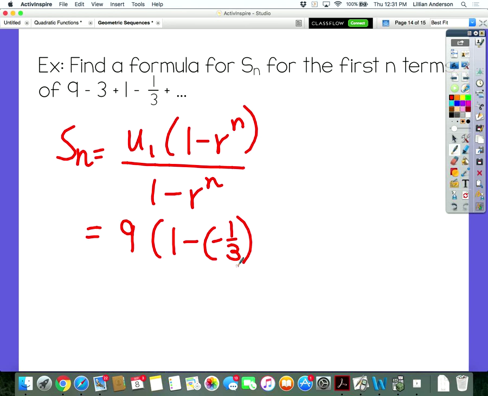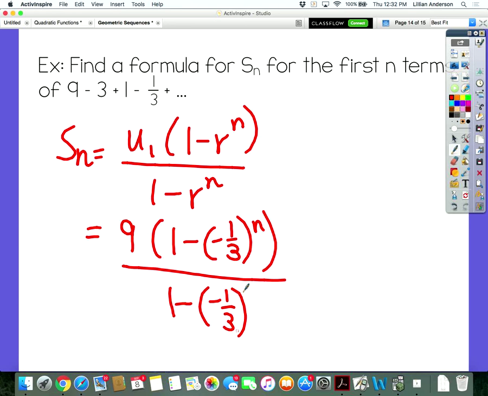Because if you notice, the terms are oscillating between positive and negative, positive and negative. The only way that happens is if you have a negative common ratio. And then that's going to be raised to the nth power, all over 1 minus a negative 1/3. And actually, I wrote the formula down wrong. And that's it. That's all it's asking for.